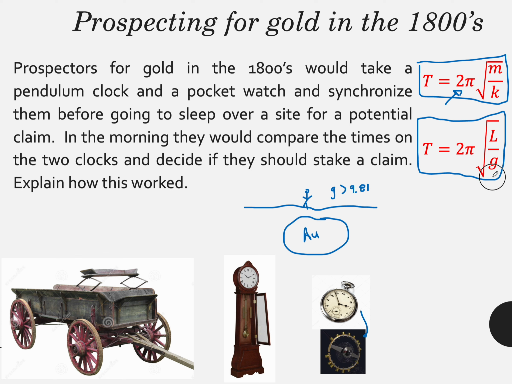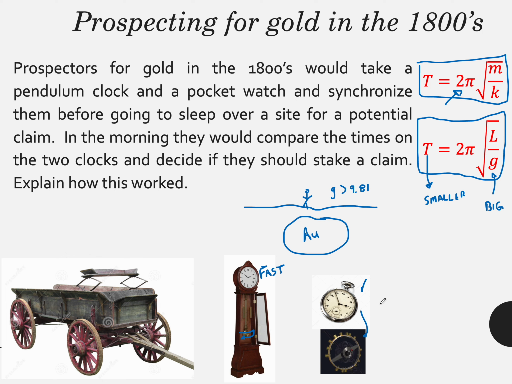But if g was bigger, it would make this expression smaller. And so the period would get smaller. In other words, your pendulum clock would take less time to complete one oscillation. The pendulum in the pendulum clock would swing faster back and forth, and so this would actually gain time. It would run fast. And so in the morning, if you woke up and your pendulum clock was ahead of your pocket watch, you would say, aha, I must be above something that increased gravity at this point. And yes, you would stake a claim.